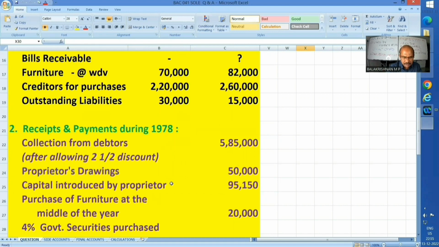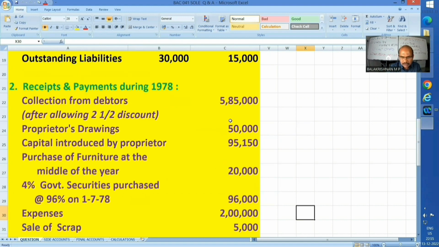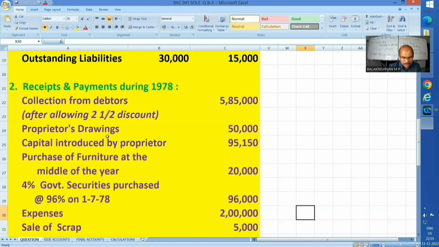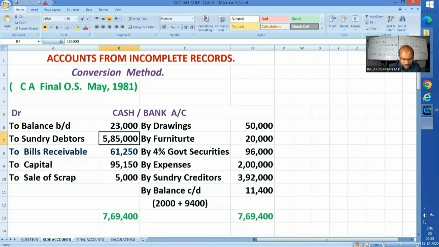Now, this segment 2, receipts and payments. This is nothing but physical inflow into the cash box or into the bank, as well as physical outflow from the cash box or the bank. We have no option but to show this amount as it is. Okay, 1 rupee also we cannot change it. So one by one I'm showing. Collection from debtors, 5,85,000. Yes, I've shown it there. Next one. Proprietor drawings, 50,000. You know, it's a payment. I've shown it there. Next.